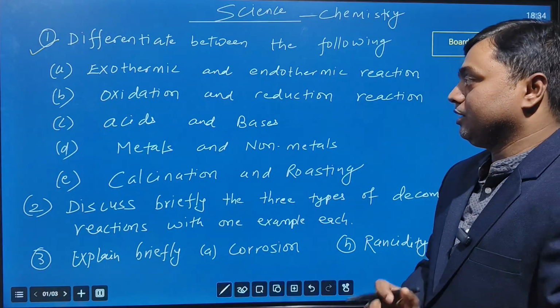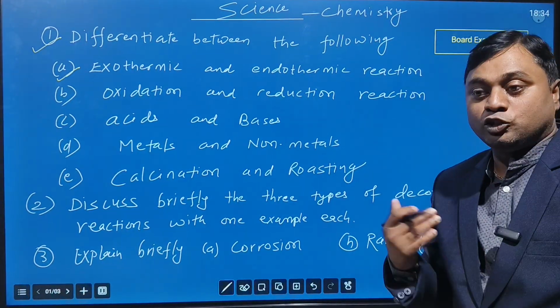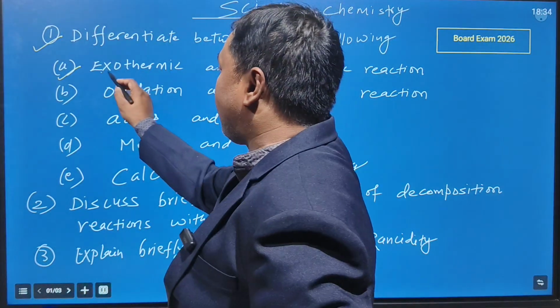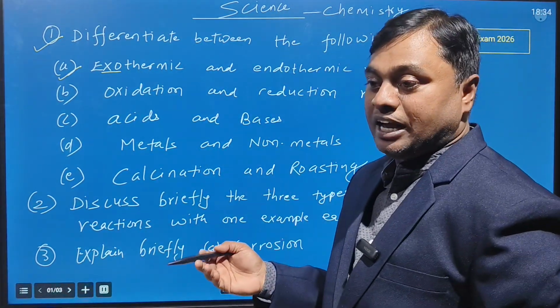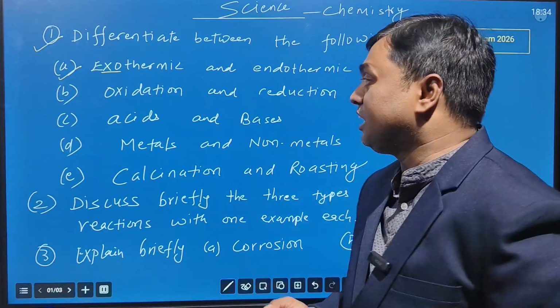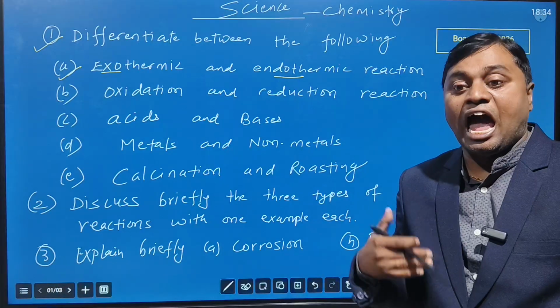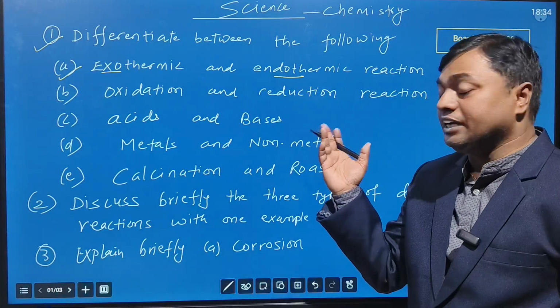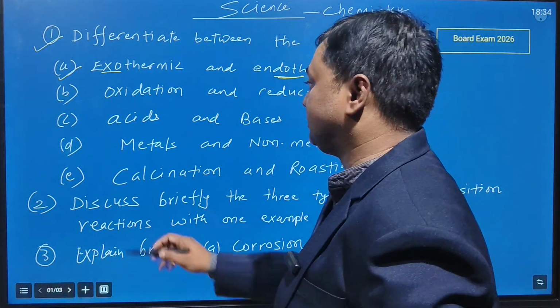Differentiate between the following. Exothermic and endothermic reaction. What do you mean by exothermic reaction? The type of reaction in which energy is released. Yes or no? That is an exothermic reaction. Generally, combustion reactions are exothermic. Endothermic means in which energy is absorbed. Generally, decomposition reactions are endothermic reactions.